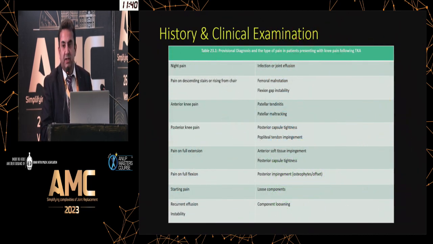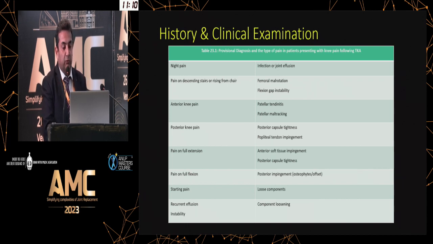So history and clinical examination is of utmost importance when you see the patient. You need to know whether the patient has night pain, which might indicate infection or a joint effusion. If he has pain on descending stairs or rising from a chair, there might be femoral malrotation or a flexion gap instability. Anterior knee pain points to patellar tendinitis and patellar maltracking. Posterior knee pain points to posterior capsular tightness or popliteus tendon impingement. So the history is very important.